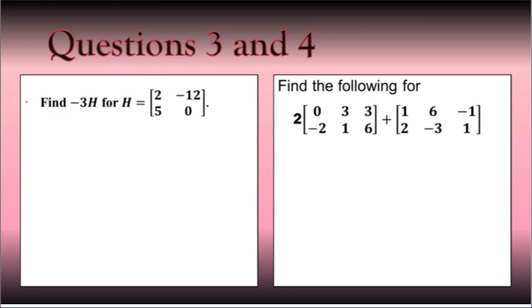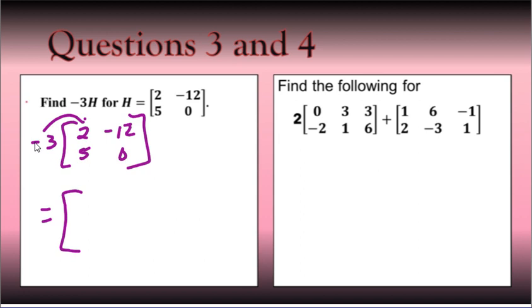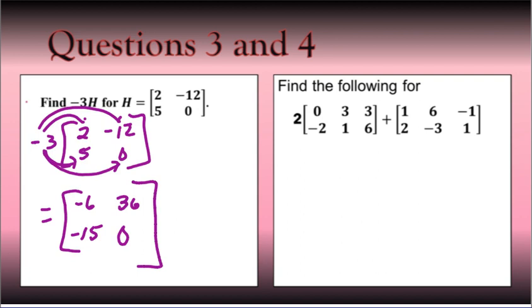Question 3. Find -3 times h for h equals 2, -12, 5, 0. So -3 is our scalar. So I'm going to take -3 and multiply it by every number in my matrix. -3 times 2 is -6. -3 times -12 is 36. -3 times 5 is -15. -3 times 0 is 0. So our new matrix would be -6, 36, -15, 0.